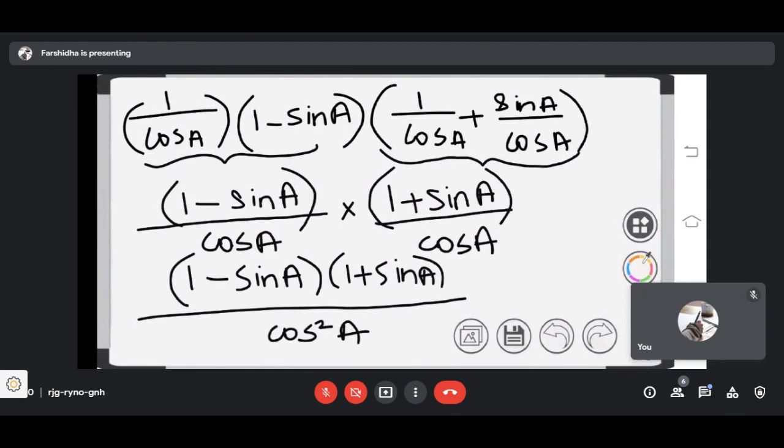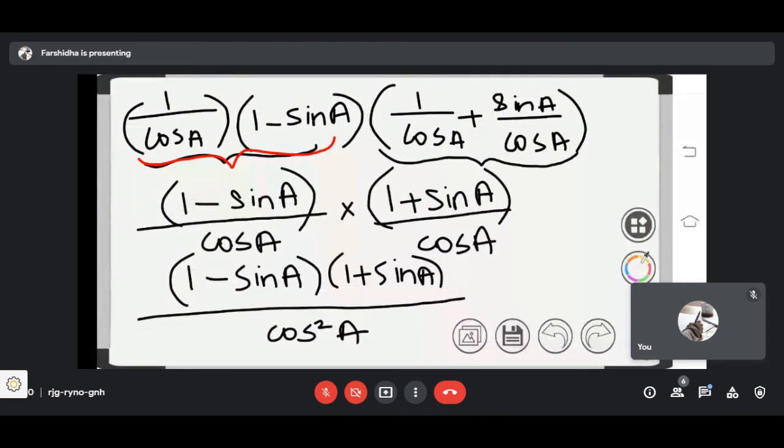These two I have written together: 1 by cos A into 1 minus sin A, I have written as 1 minus sin A divided by cos A. These two, since the denominators are the same, cos A and cos A, and the sign is addition, I have written together as 1 plus sin A divided by cos A. Here the sign is multiplication, so I need to multiply both: 1 minus sin A into 1 plus sin A, and cos A into cos A, cos square A.